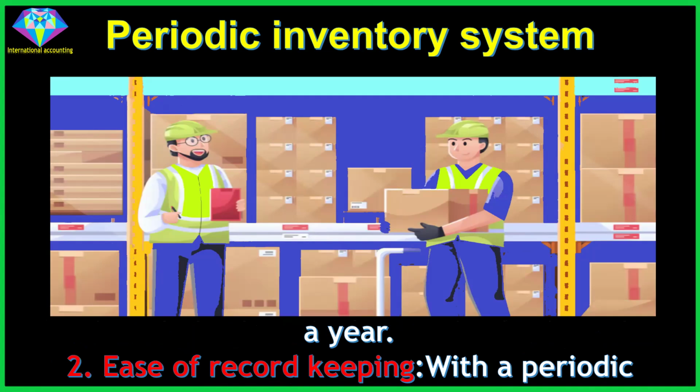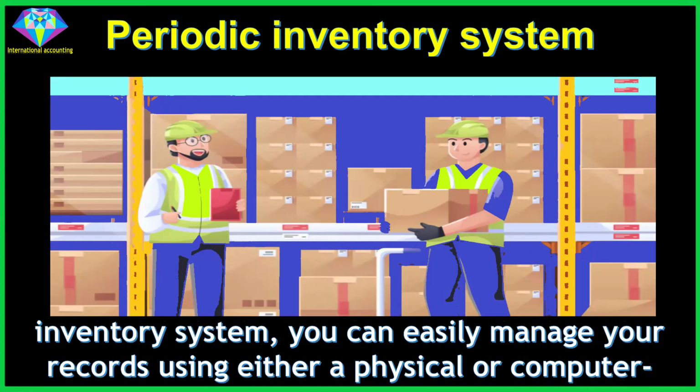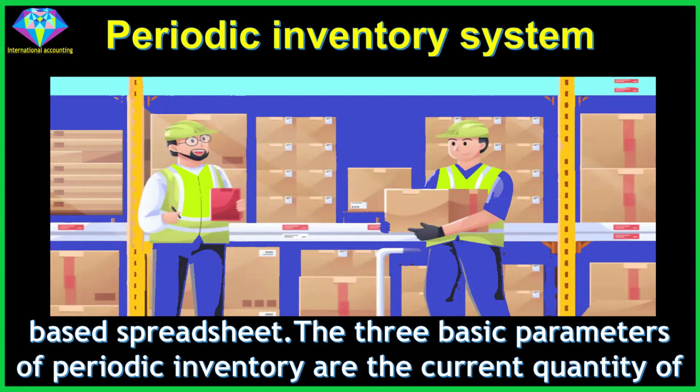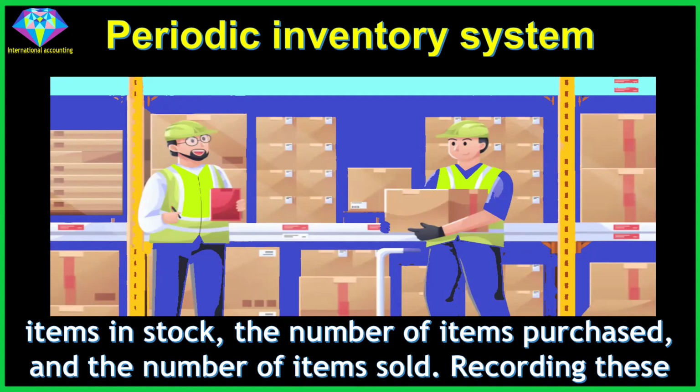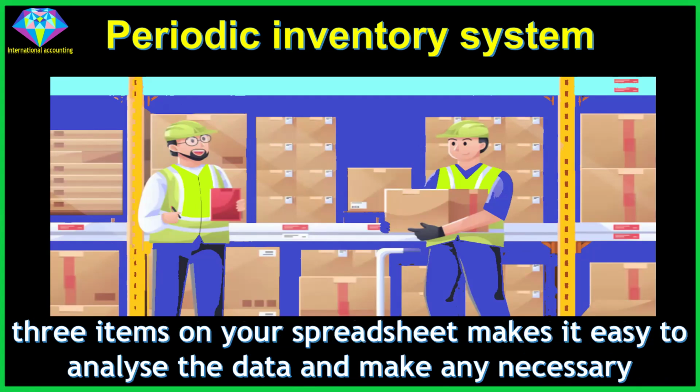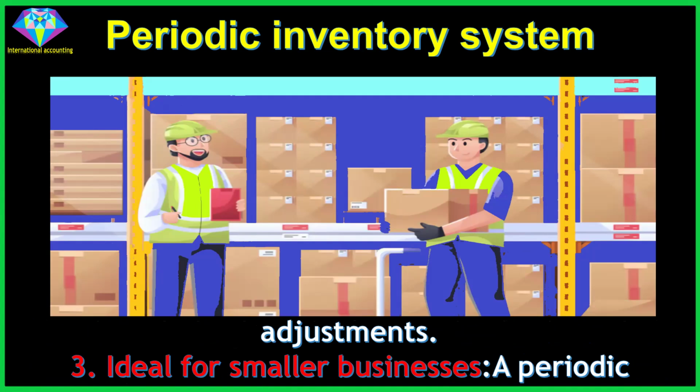2. Ease of record keeping. With a periodic inventory system, you can easily manage your records using either a physical or computer based spreadsheet. The three basic parameters of periodic inventory are the current quantity of items in stock, the number of items purchased, and the number of items sold. Recording these three items on your spreadsheet makes it easy to analyze the data and make any necessary adjustments.